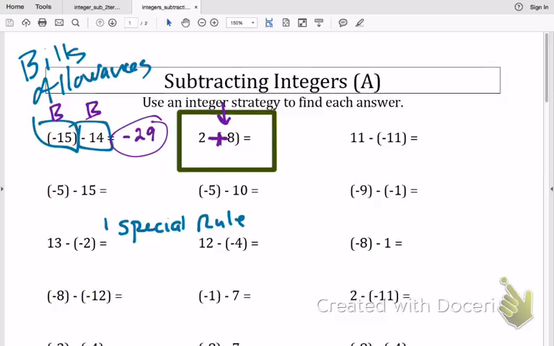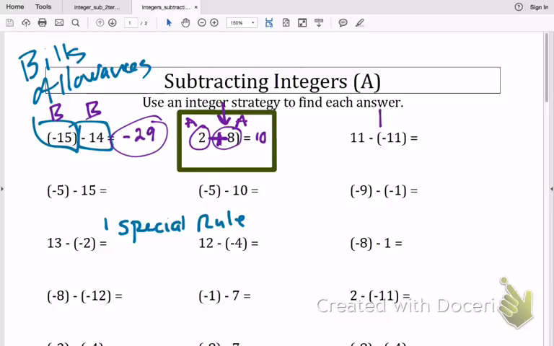Now that we've done the rule, we have 2, which is a positive number, so that's an allowance. And we have plus 8, that's an allowance. We have $2 from Mom, $8 from Dad. How much money do we have? Well, it's a positive number, and we have $10. Congratulations. Let's move on to the next one.